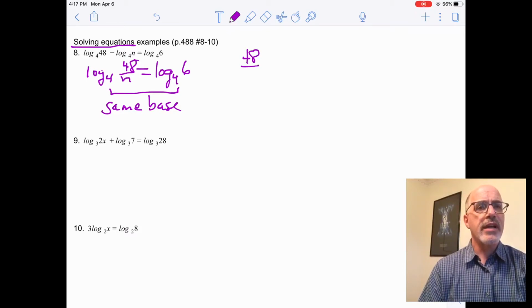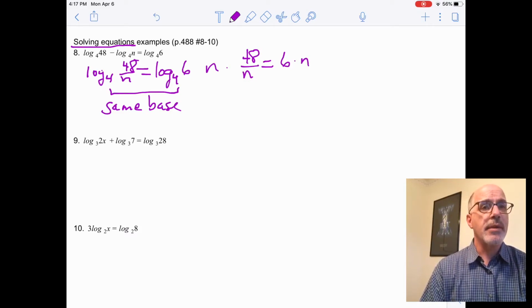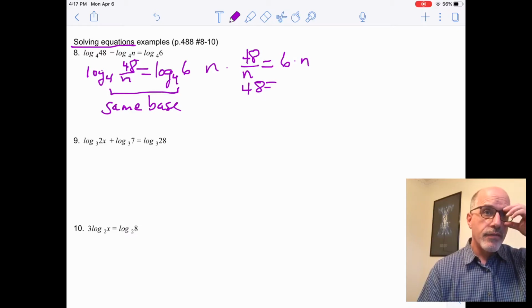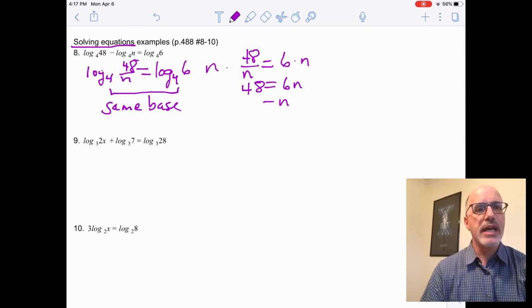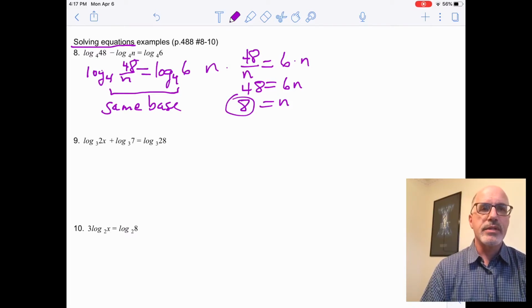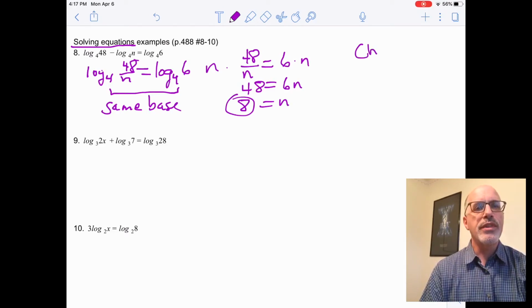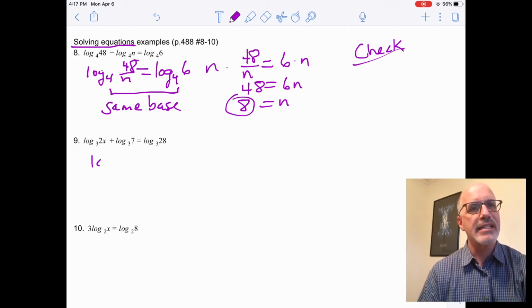So if we've got 48 over n equal to 6, we solve that by multiplying both sides by n. That will get rid of the n in the denominator. And then we're going to get 48 equal to 6n, divide both sides by 6, and you get n equal to 8 as our solution. Now, it's important on these that you check your answers, because if you put a negative in, you would be taking the log of a negative, and you wouldn't be allowed to do that. So you've got to have both the base and the inside of a log be a positive number. And in this case, it works out.